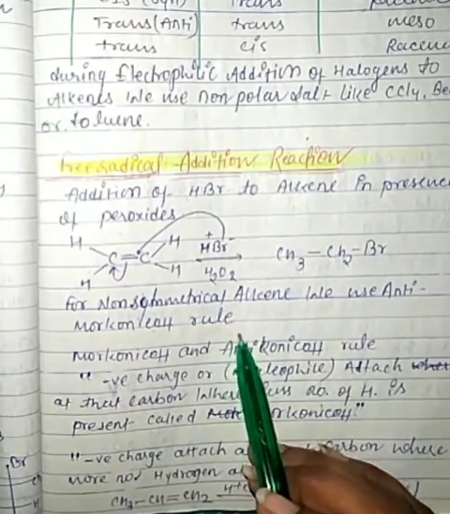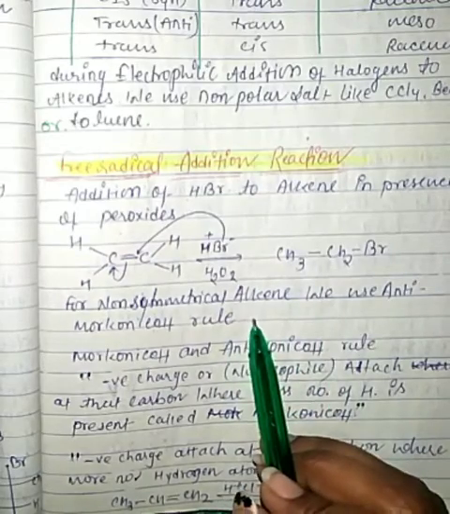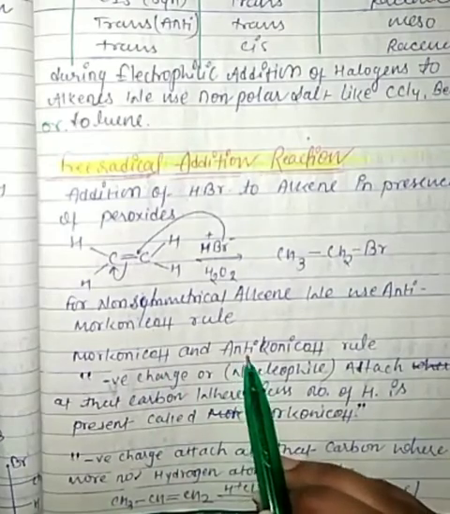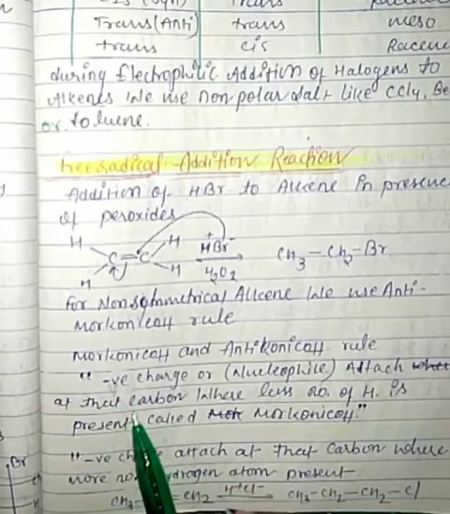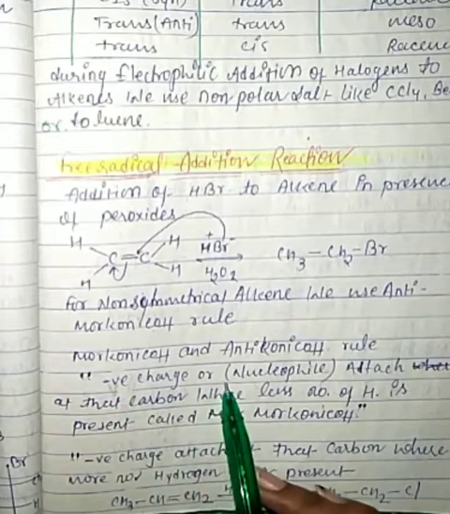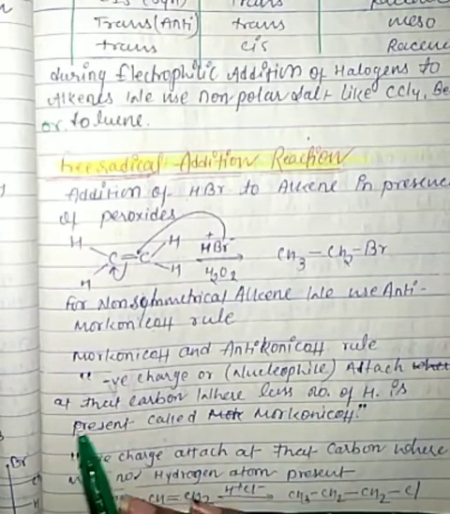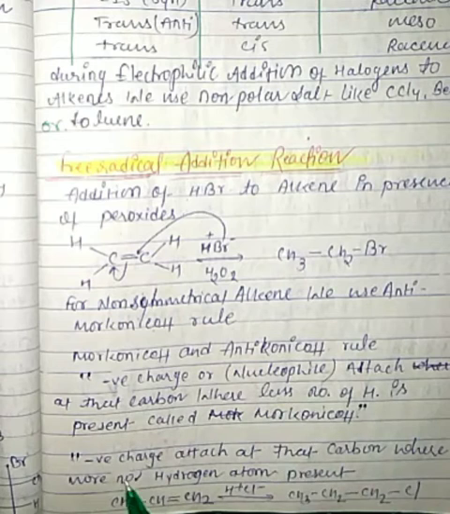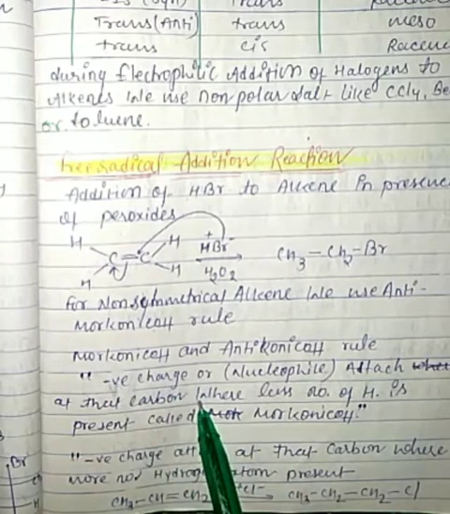Markovnikov rule is of two types. There is the Markovnikov rule and the second one is the anti-Markovnikov rule. In the Markovnikov rule, the negative charge or nucleophile attaches at that carbon where the lesser number of hydrogens is present, and in anti-Markovnikov the negative charge attaches at that carbon where the more number of hydrogen atoms is present. So these are the Markovnikov and anti-Markovnikov rules.